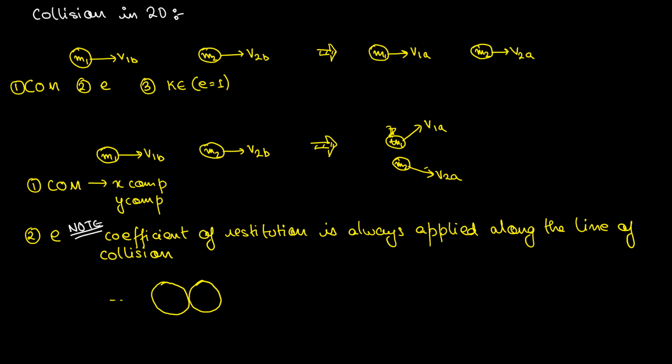Line of collision would be nothing but this line, perpendicular to the surface of contact. This is the line of collision. Whenever you apply coefficient of restitution, always apply it to the components of velocities along the line of collision. Understood? The component of velocity of separation should be along this line. The component of velocity of approach should be along this line.